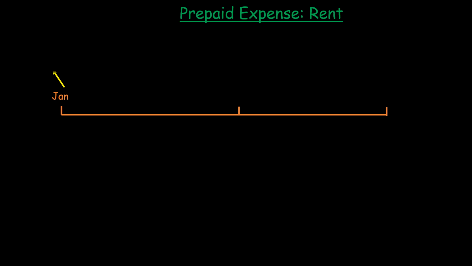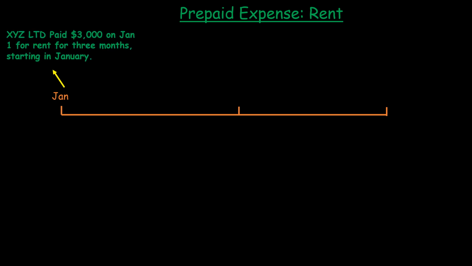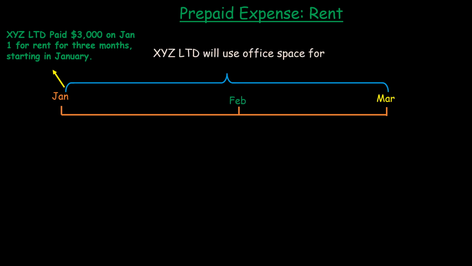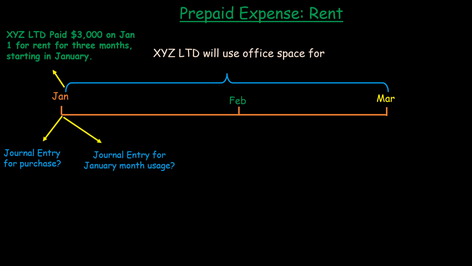So here, in January, XYZ Limited paid $3,000 on January 1st for rent for 3 months starting in January. So they paid in January for 3 months, and that rent service will start in January, February, and March. So that's when the business will use the office space for 3 months. Now, the journal entry at the end for January will be at the time of purchase and at the end of first month of usage.